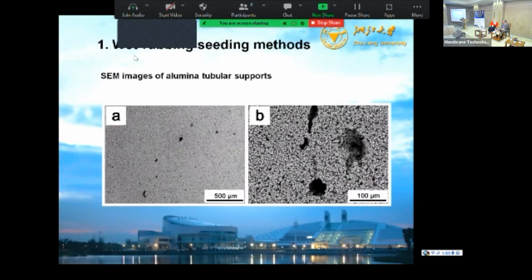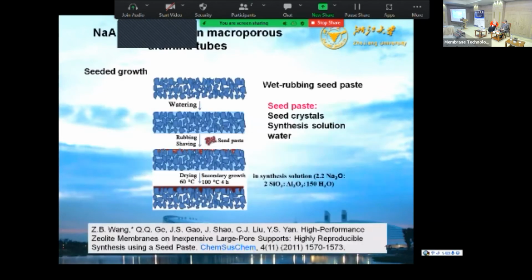The first one is what we call the wet rubbing seeding method. In China, we can get very cheap alumina tubes, but on the surface, there are many defects. So we developed a new method we call wet rubbing seed paste. That means we put an alumina tube in water, then we rub seed paste on the surface. Then we do secondary growth in the synthesis solution at 100 degrees C for 3 to 4 hours.